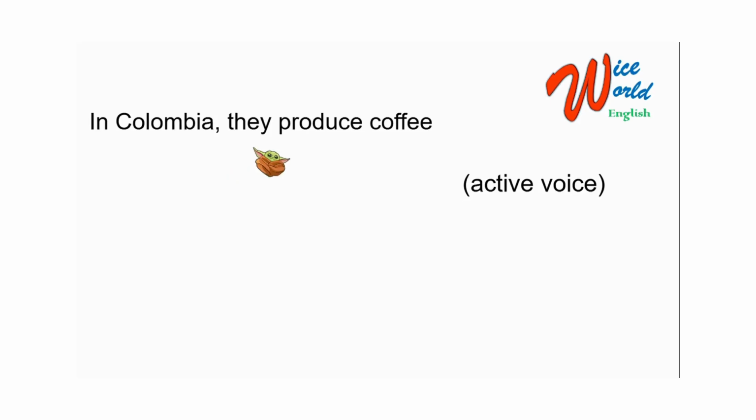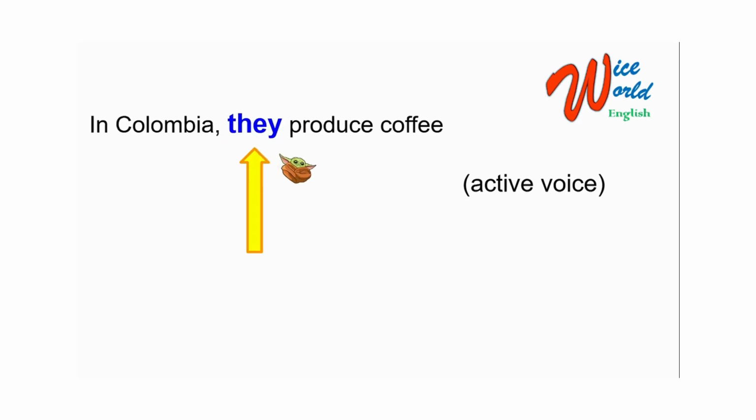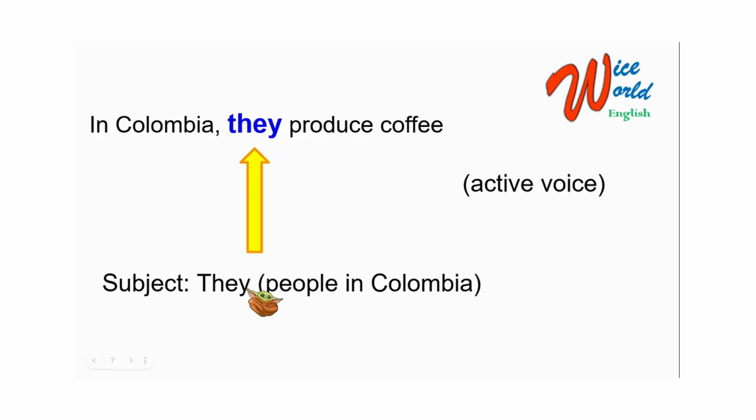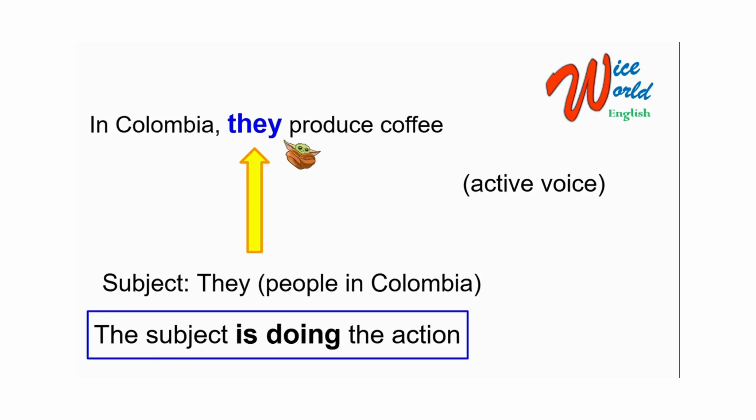And how do we know that this sentence is in active voice? Well, first of all, always look at the subject. In this case, the subject is they. They, meaning the people in Colombia. So this is the subject. Now, look at the sentence and tell me something. Is the subject doing the action? The action is to produce coffee. The answer is yes, the subject is doing the action. So, if the subject is doing the action, we know that we are using active voice. This is how we recognize active voice.